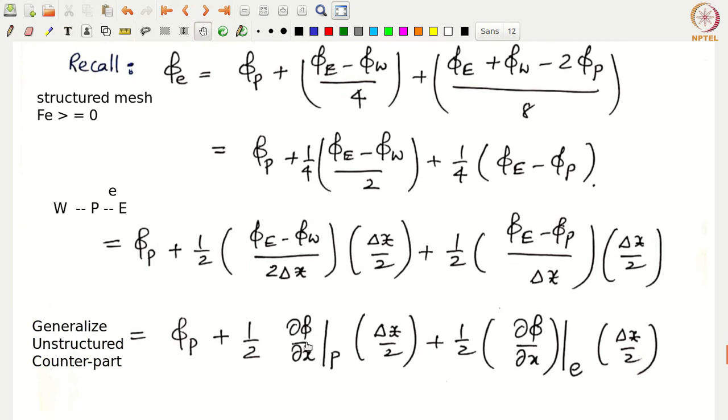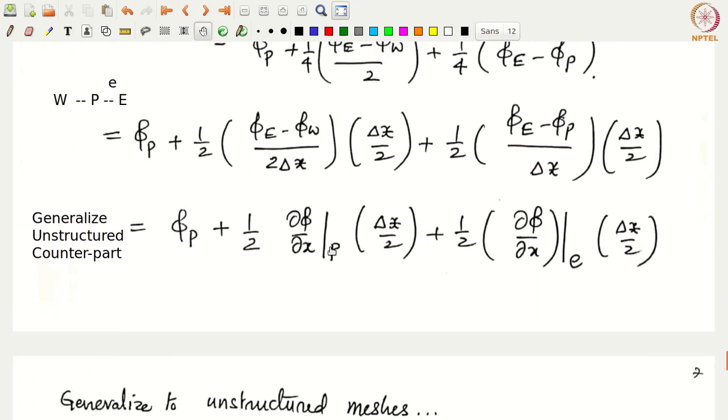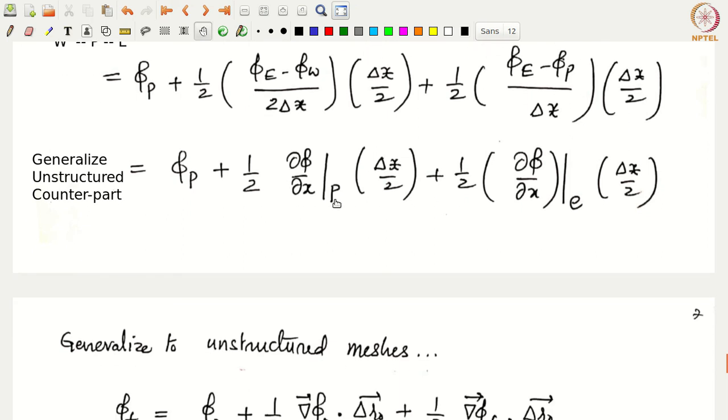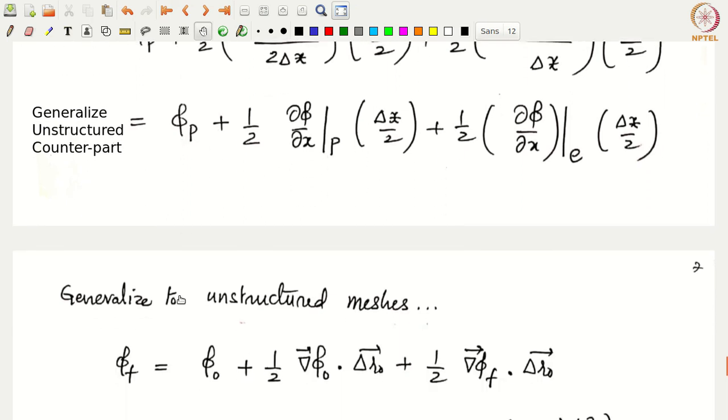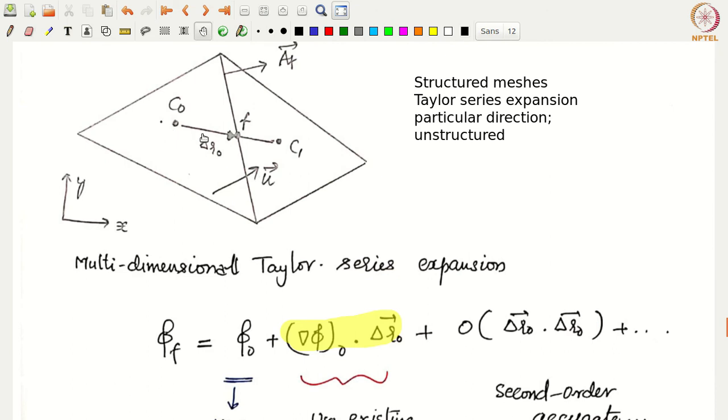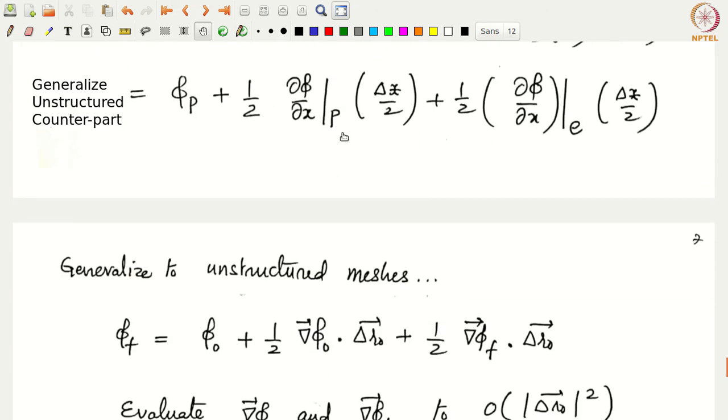So how do I now write this? This is basically partial phi partial x at p. In general, because this is an unstructured mesh, I can write this as grad phi evaluated at 0. Now if we generalize, phi p would be phi 0, to obtain the value on the face, this will be phi 0 plus 1/2 times grad phi evaluated at cell p, that is 0, dotted with what is delta x by 2? Delta x by 2 is nothing but delta r naught bar, right? We have just drawn this as basically the distance between the cell centroid to the face centroid. This is delta r naught bar. So we have generalized this formula.